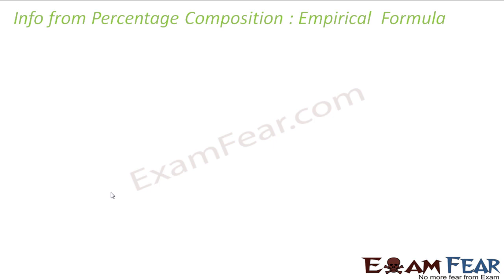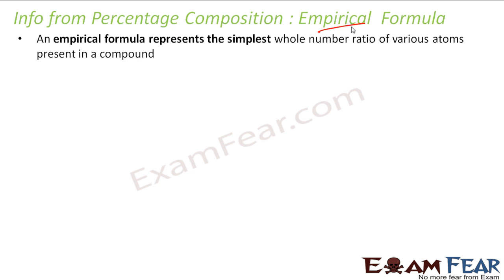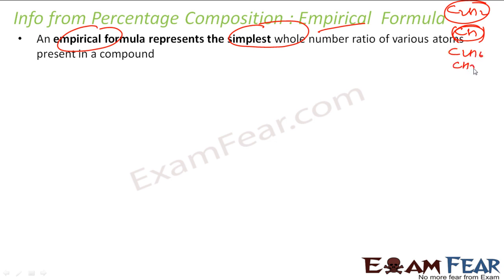The information we get generally from percentage composition is the empirical formula. We can find the empirical formula using percentage composition. The empirical formula is nothing but the simplest whole number ratio of the various atoms. For example, for C2H2, the empirical formula will be CH. It's the simplest formula. For C2H6, the empirical formula will be CH3. It contains the ratio of various atoms, but not the actual formula.